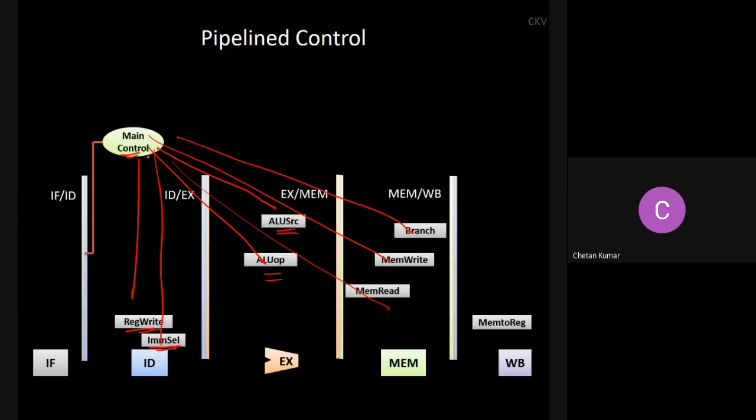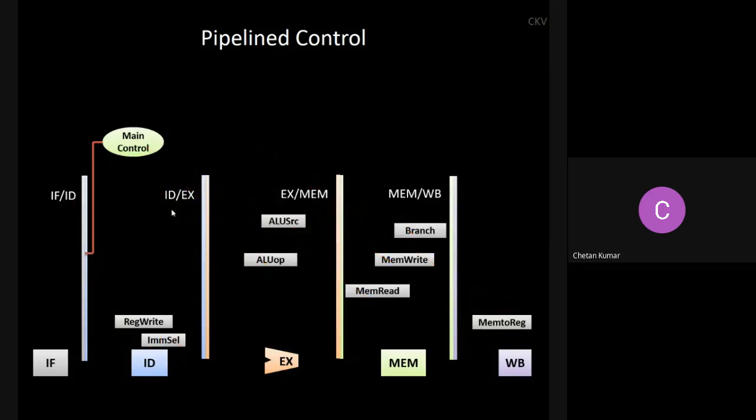So if I can directly connect the main control unit and generate all the control signals directly from the main control unit, these control signals will be corresponding to which instruction? The instruction which is there in the IF/ID register, or the instruction which is there in the ID stage. Now, how do I avoid this problem of wrong control information getting connected?